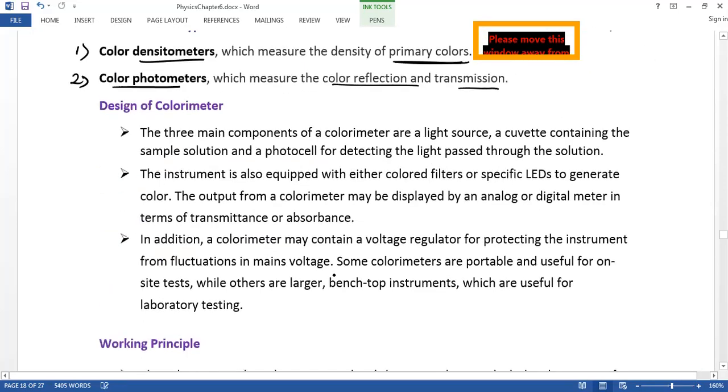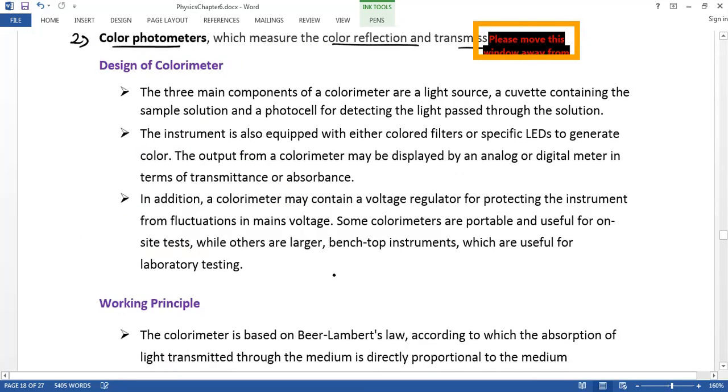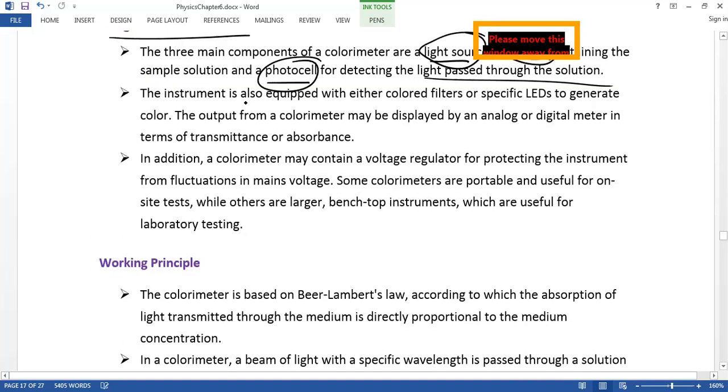Here, design or setup, both are the same thing. Design of the calorimeter: there are three main components. The first one is the light source, the second one is the cuvette containing a sample of the solution, and the third one is the photocell, which will detect the light passing through the solution. Next, the instrument is used.